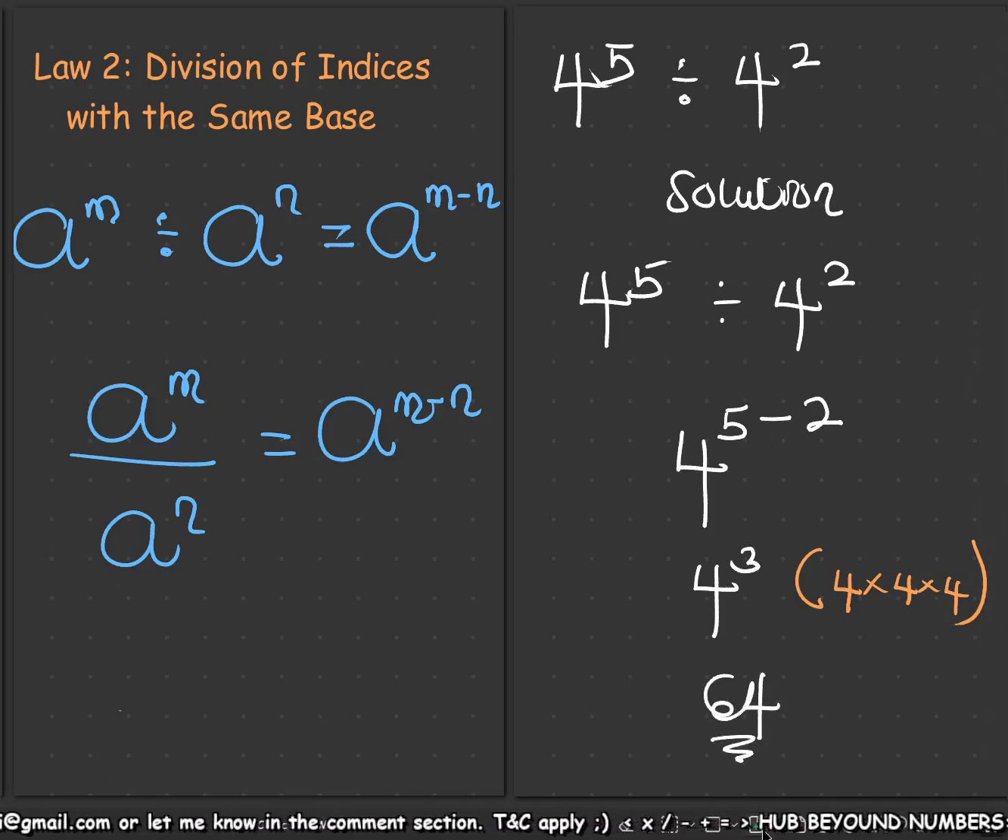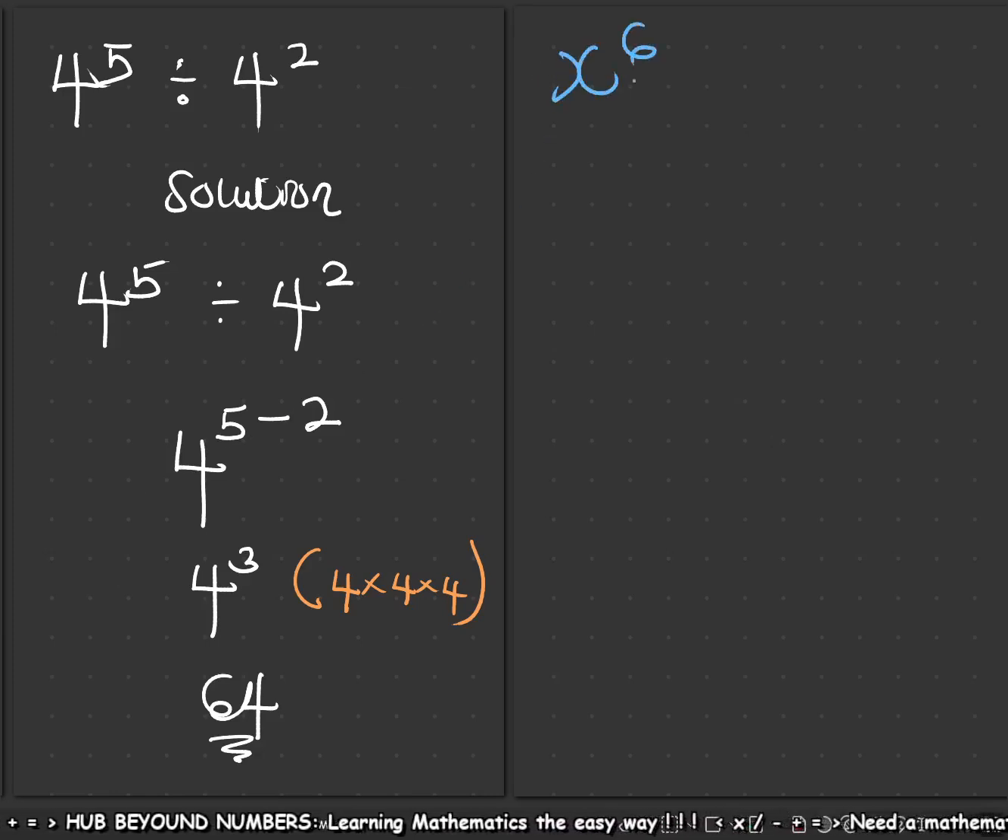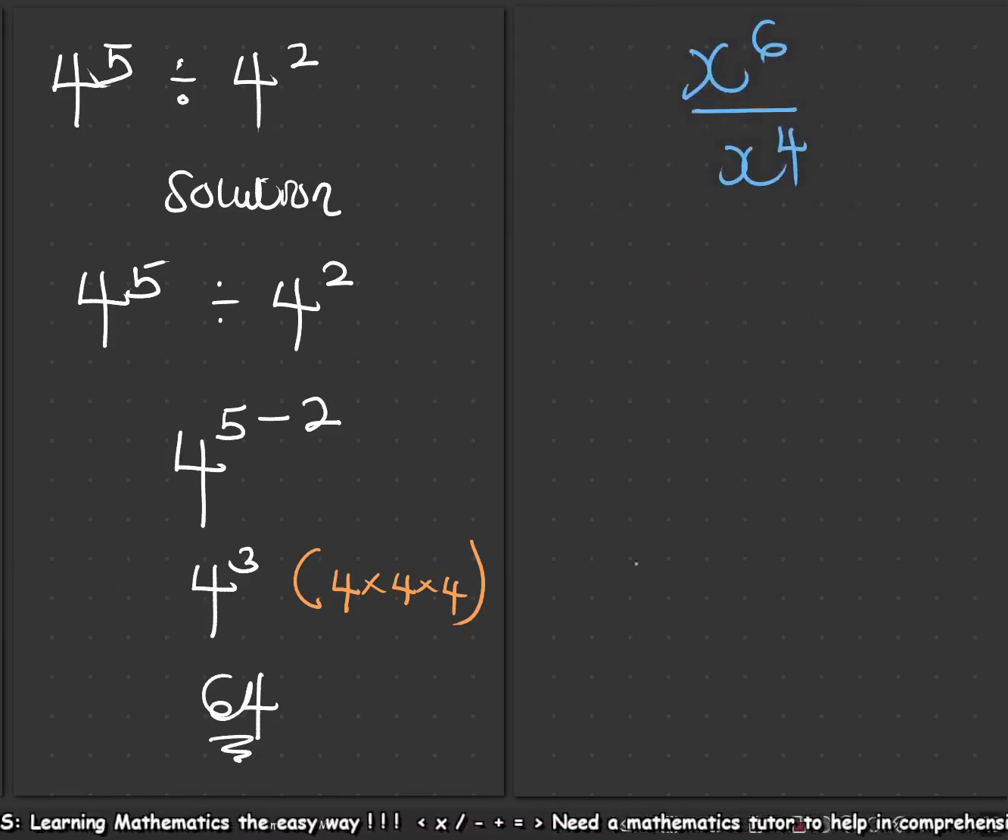You see? So it's all about understanding the laws. If you understand the law, you just interpret it and get your answer. Very simple and straightforward. Let's take some few more examples. You have x to the power 6 all over x to the power 4. There's our question here. How are we going to solve it?